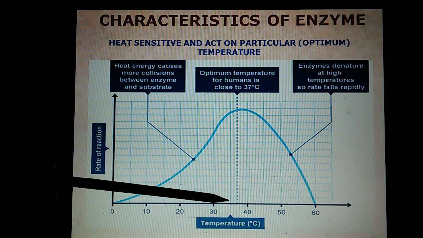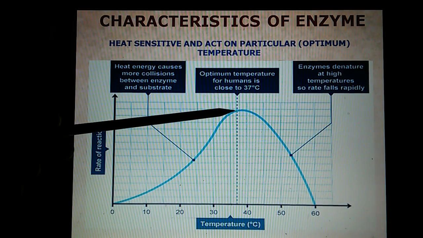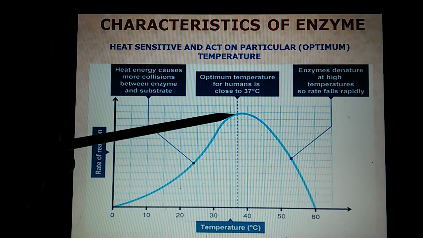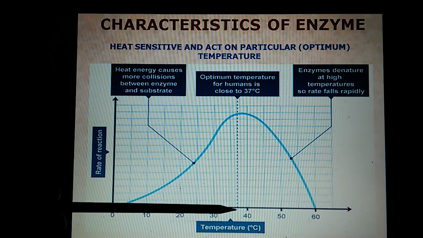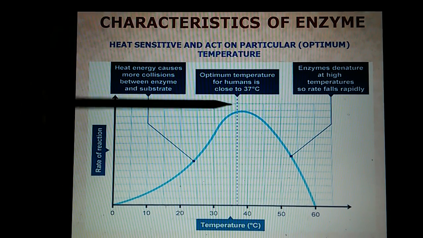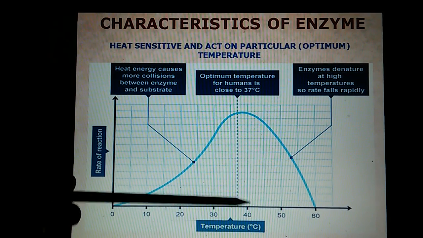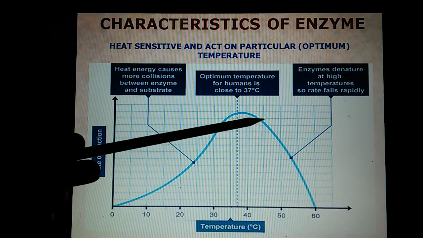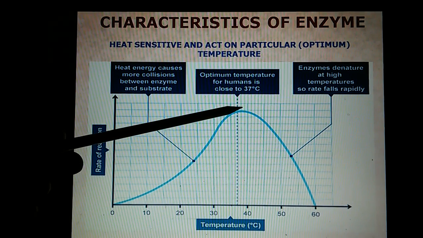At some point, you will find the maximum peak of the graph. This is the optimum temperature, where you find the maximum activity. According to this graph, it's almost 37 degrees centigrade. What happens when you further increase the temperature? The enzyme denatures at a high temperature. It means the activity will fall.